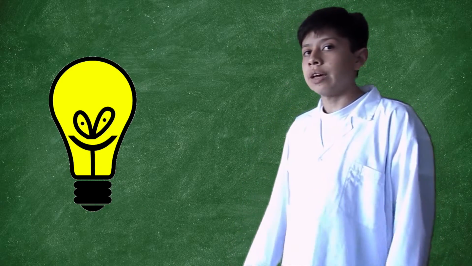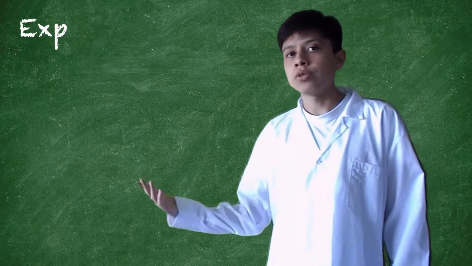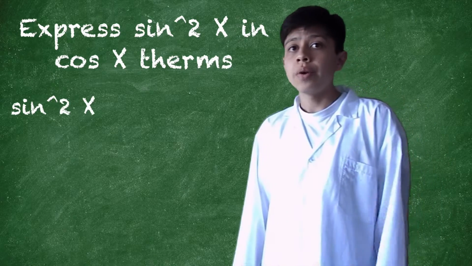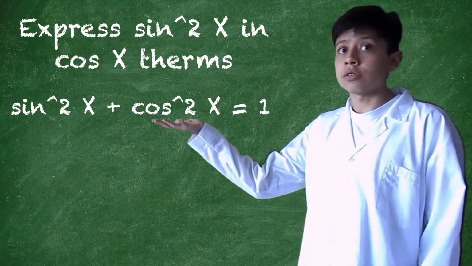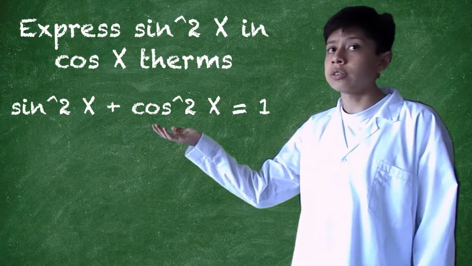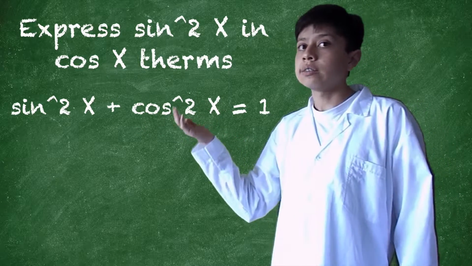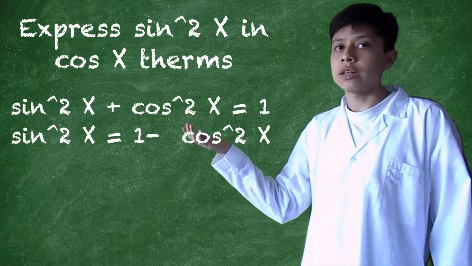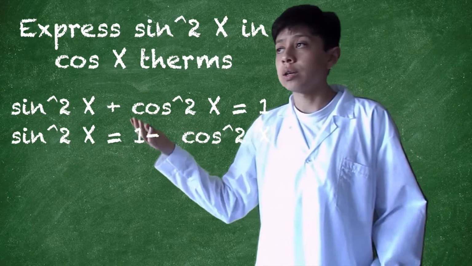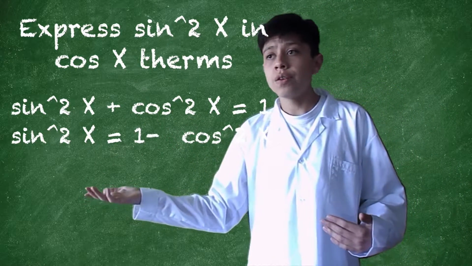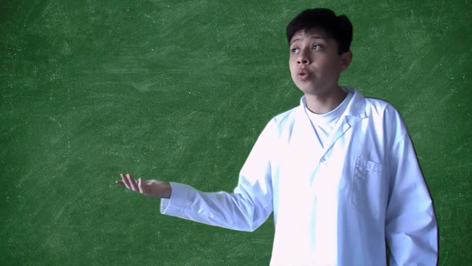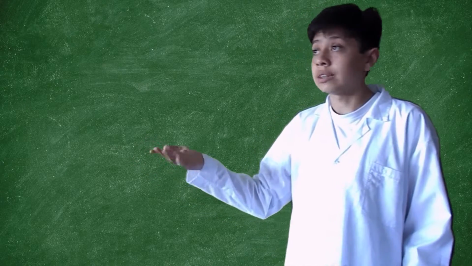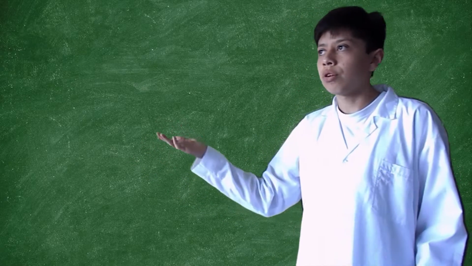To express sine square x in cosine terms, you have to use the Pythagorean identity. The only thing you have to do is pass the plus cosine square x to the other side of the equal sign. Then sine square x equals 1 minus cosine square x. The process is the same with cosine. And also, if you want to do it with just sine x, you can do the same, but adding the root of that expression.